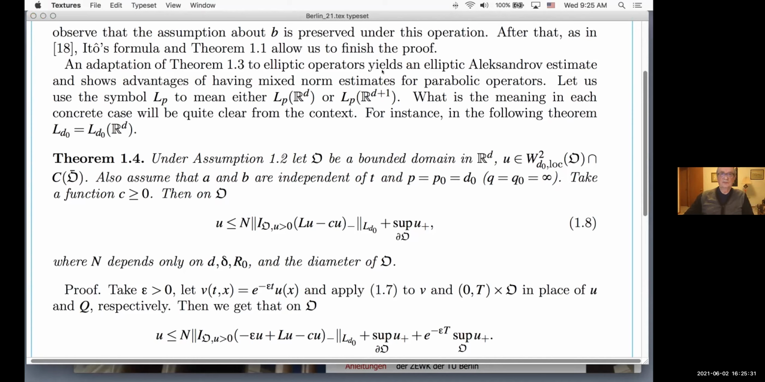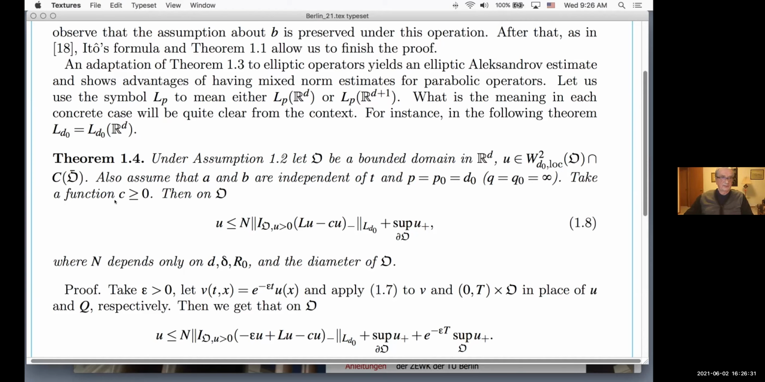One can adapt this theorem to obtain the elliptic Alexandrov estimate, and this shows the advantages of having mixed norm estimates for parabolic operators. I will denote by L_p either L_p over R^d or over R^{d+1}, but you will see each time easily which one is used. So in this theorem, this L_{d_0} is L_{d_0} of R^d. We now assume that a and b are independent of time, and p is equal to p_0 and d_0, and both q's are equal to infinity.